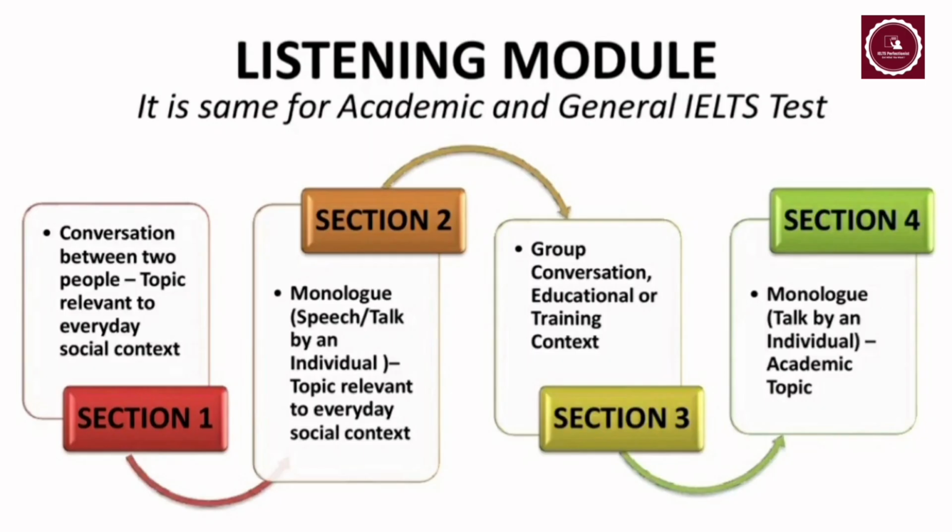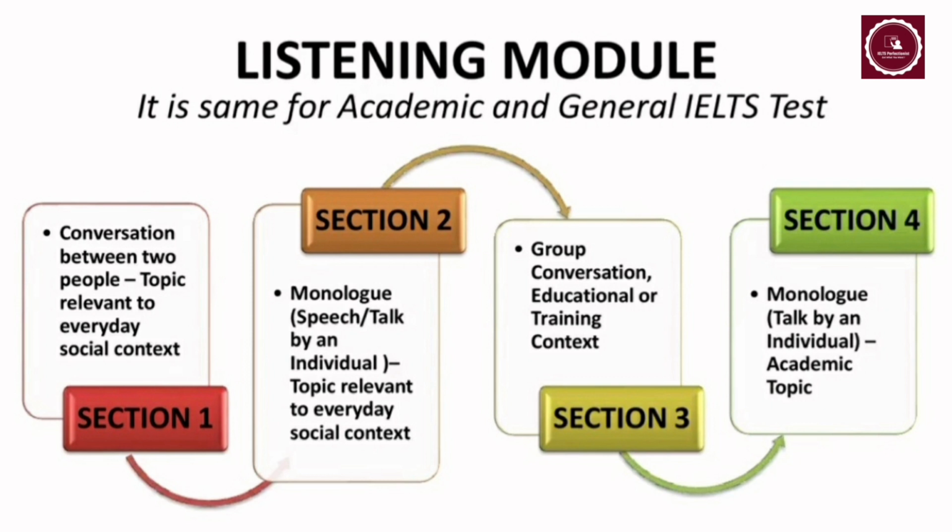There are 4 sections, and as you proceed, the level of the test gets more difficult. Section 1 is a conversation between two people set in an everyday social context. For example, a conversation in an accommodation agency. Section 2 is a monologue set in an everyday social context. For example, a speech about local facilities or a talk about the arrangement for meals during a conference.